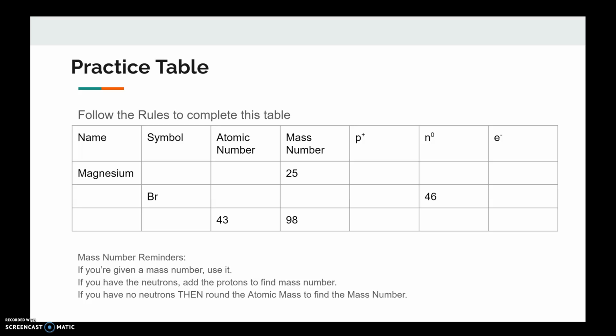Take a moment and complete the table. Remember the following. If you're given a mass number, use it. If you have the neutrons, add the protons to find the mass number. If you have no neutrons, then round the atomic mass to find the mass number.